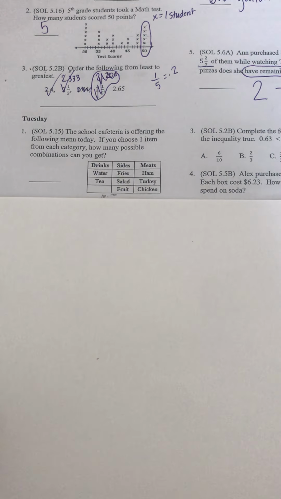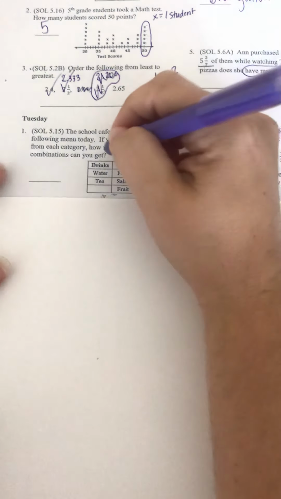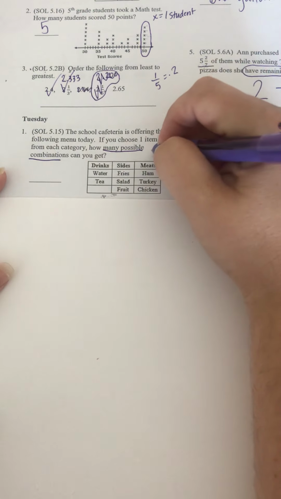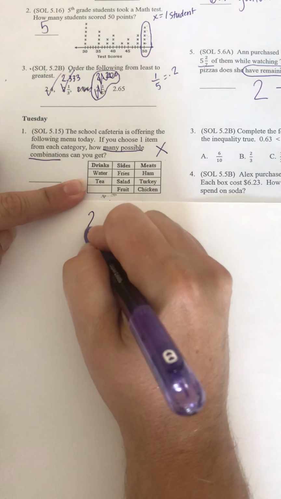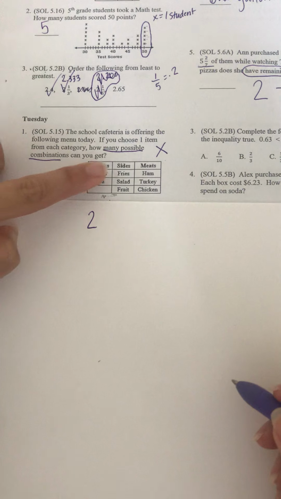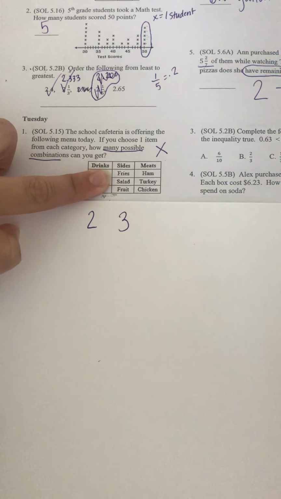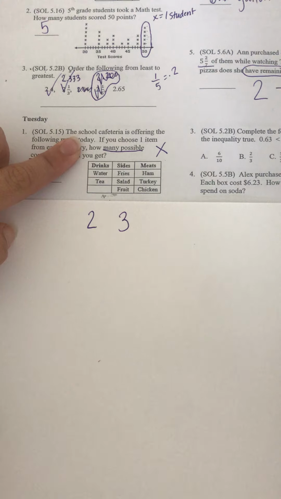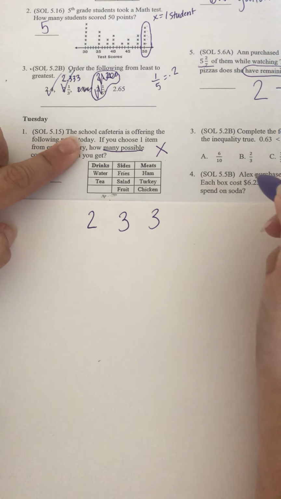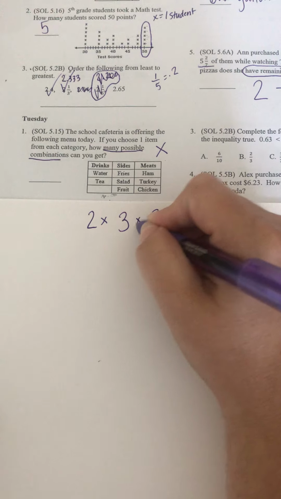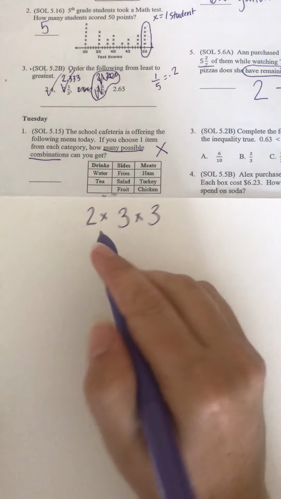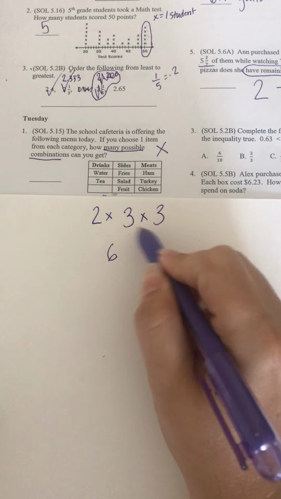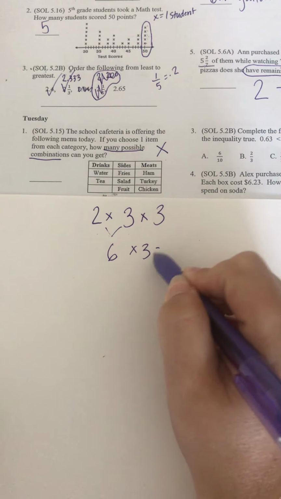So we are going to do a really simple way to figure out possible combinations using multiplication. And this was one of the last things we learned. It was called the fundamental counting principle. So if you have two different kinds of drinks, water or tea, you have three choices for a side, fries, salad, or fruit, and then for your meats, you have three choices there. So if you multiply the number of choices in each of your categories together, you can get the total number of combinations. So 2 times 3 is 6, and 6 times 3 is 18.